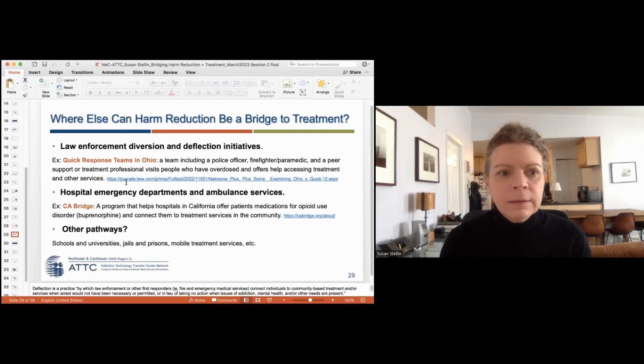Yeah, the question about CleanWorks, that's just what they call their syringe service program. There is a movement to move away from that, but this is referring to the syringes, but that's the name that they use.